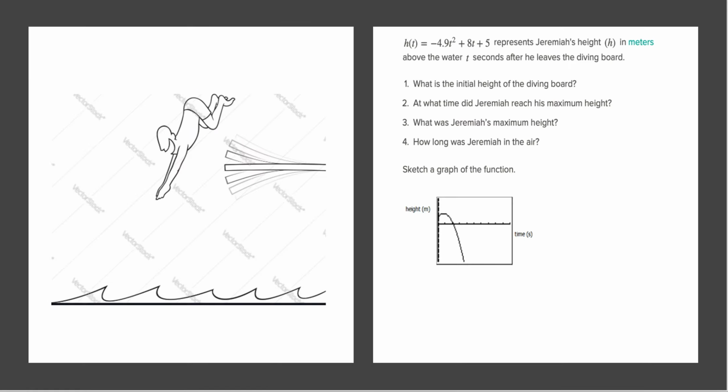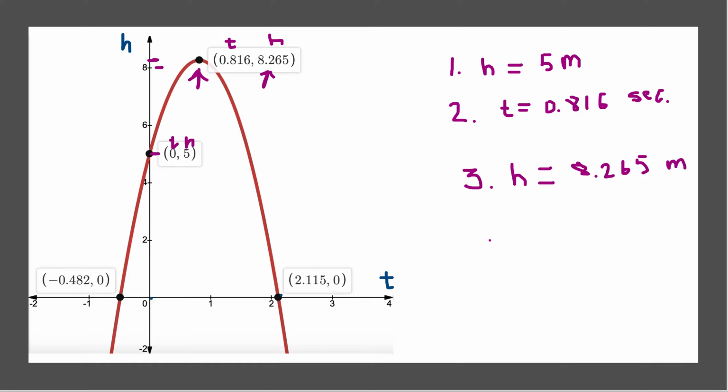And now let's go to number 4. How long was Jeremiah in the air? If you look at the graph, from this point here, Jeremiah was in the air up to this point here. At this point, he reached the surface of the water. Here is t, and when he reached the height 0, it means from this point when he started up to this point here, Jeremiah was in the air.